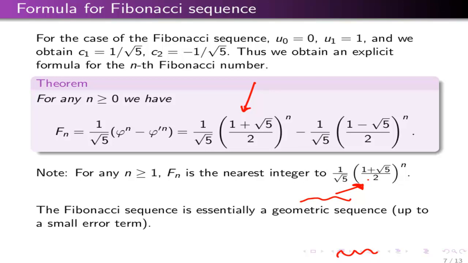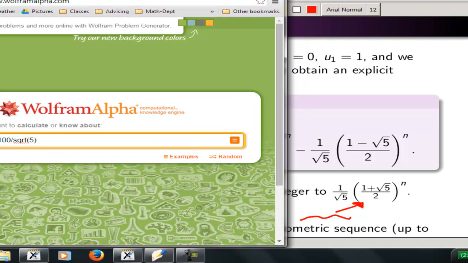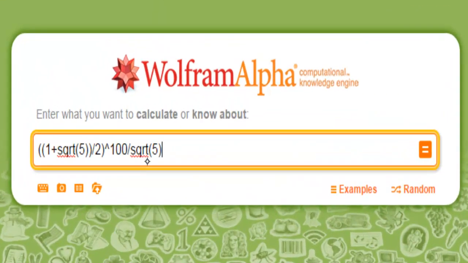So the Fibonacci sequence is essentially a geometric sequence. You just get geometric growth. Let's take a look at the calculation using this formula, say with n being 100. So I'll come over to Wolfram Alpha, and I put in the golden ratio here, 1 plus root 5 over 2. Raise that to the 100th power and divide by the square root of 5. So I'm just going to ignore the other part in the formula.